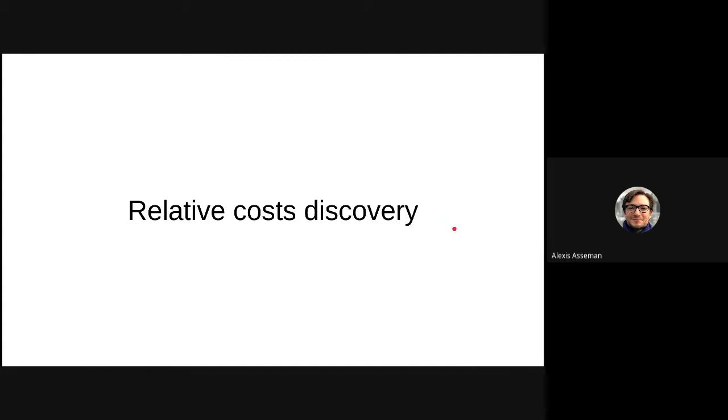AutoAgora has two main purposes. It helps build automated relative costs between query shapes, and also absolute costs that adapt to market conditions. So I'm going to start with how we do relative costs discovery.